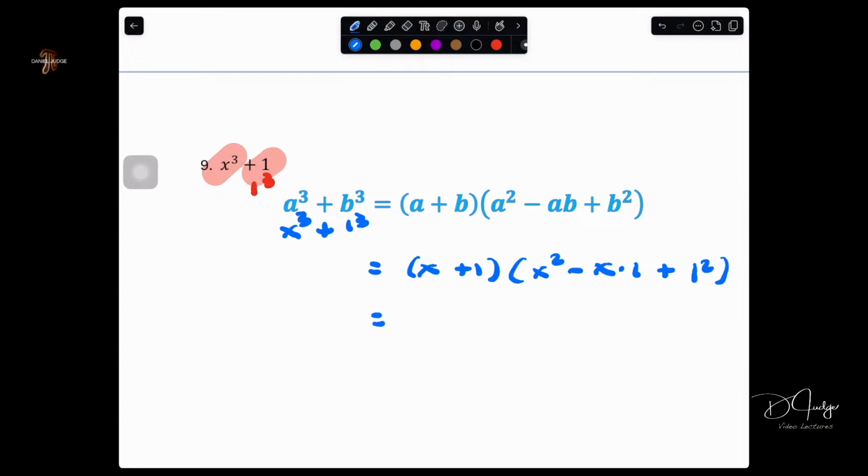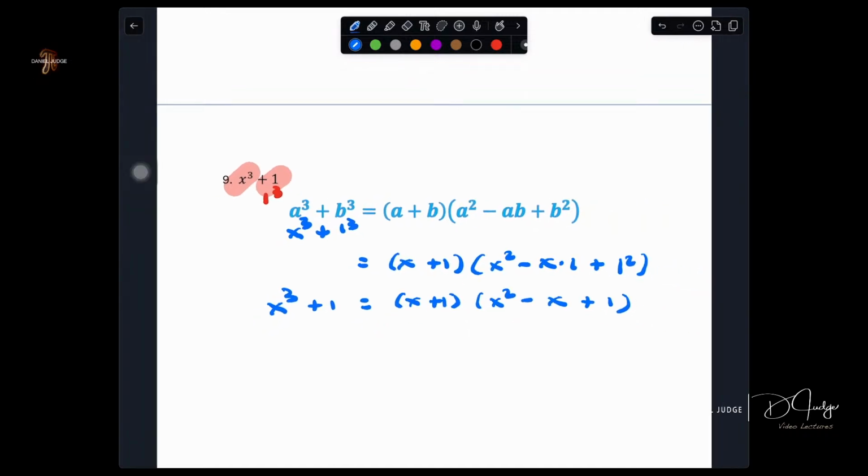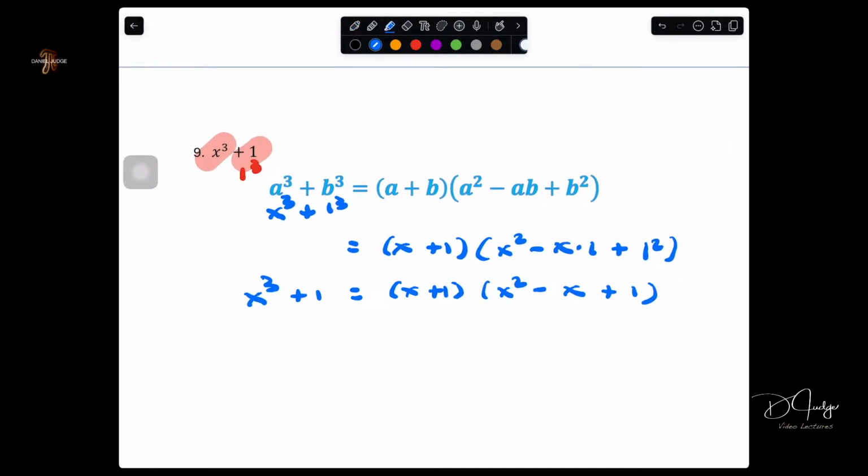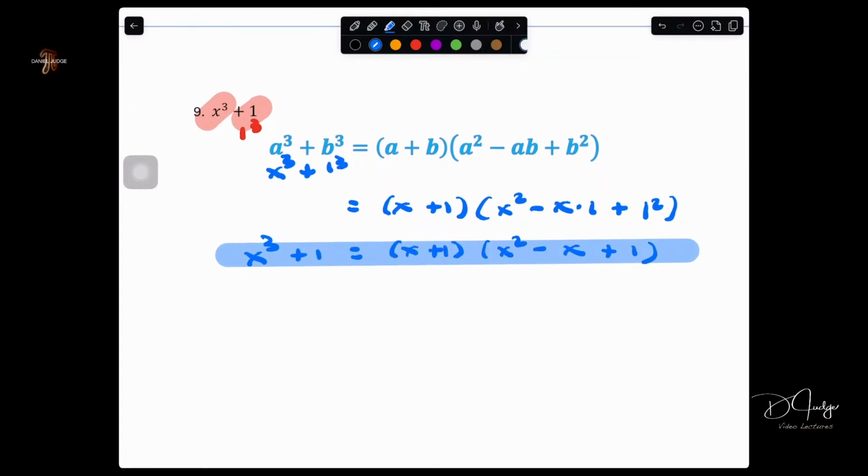So just like before, simplify the polynomial on the second term here. So ladies and gentlemen, you now get the sum of perfect cube factored.